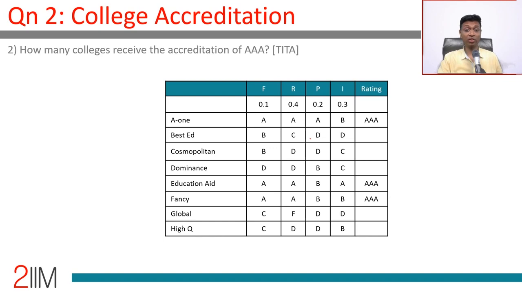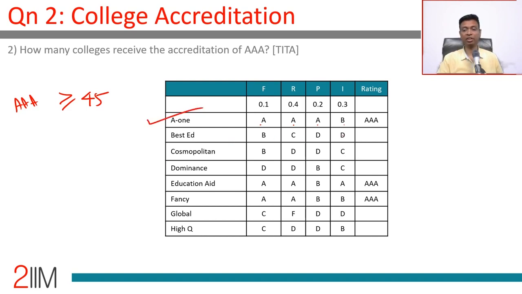How many colleges receive the accreditation of AAA? AAA means an accreditation of greater than 45. Fine. A1 has AAAB. B is at 0.3. These three add up to 0.7. The overall average will be more than 45. It will be 47. So this works.